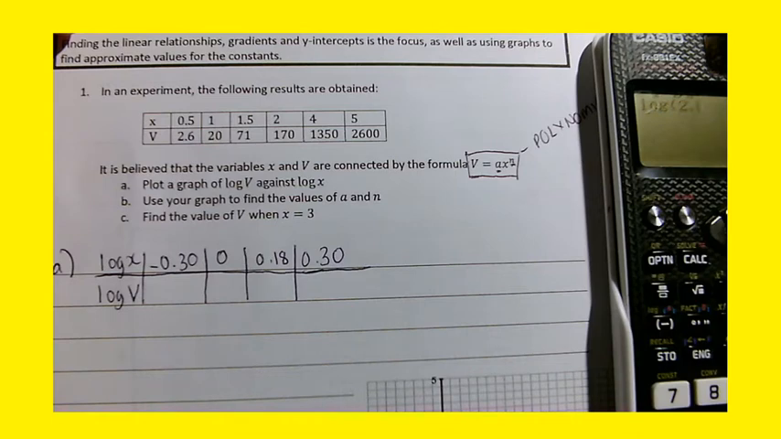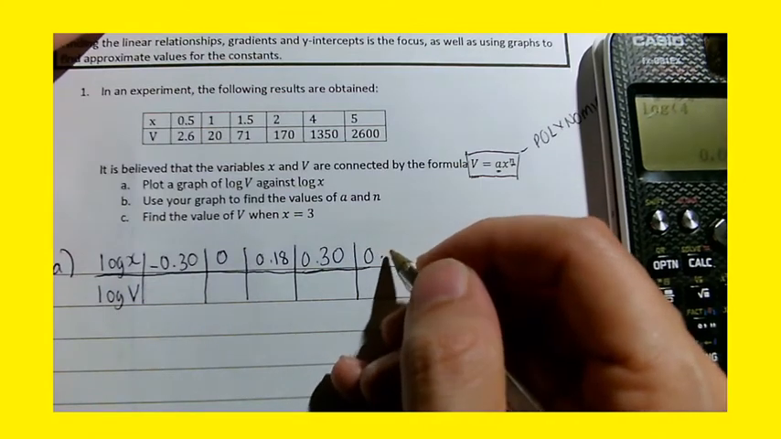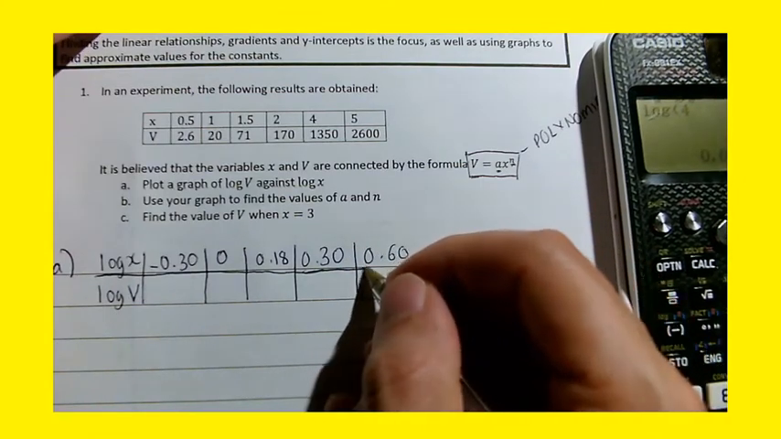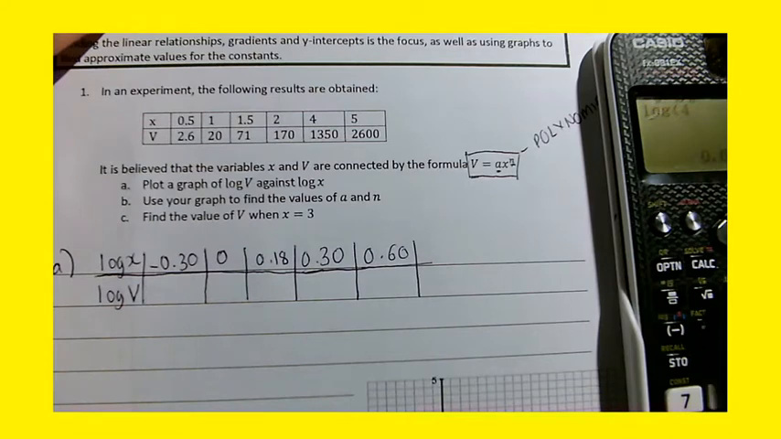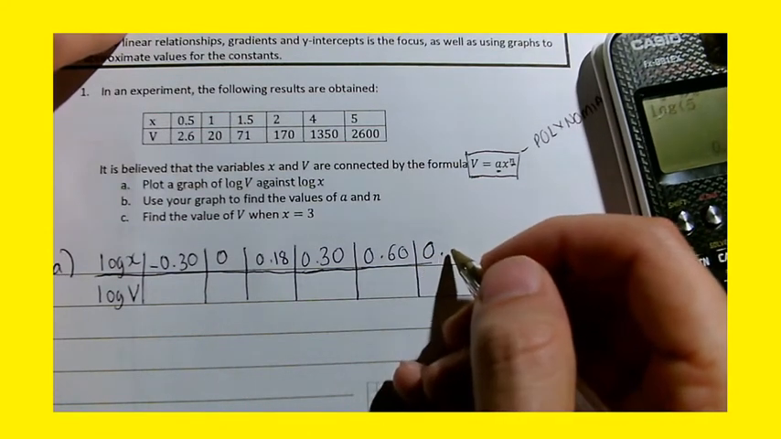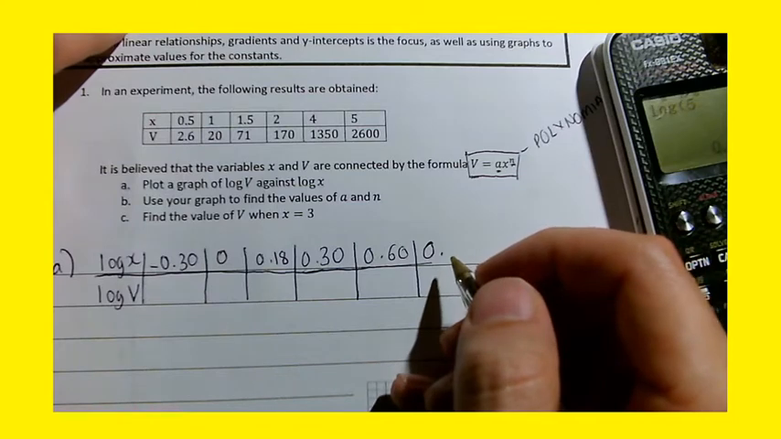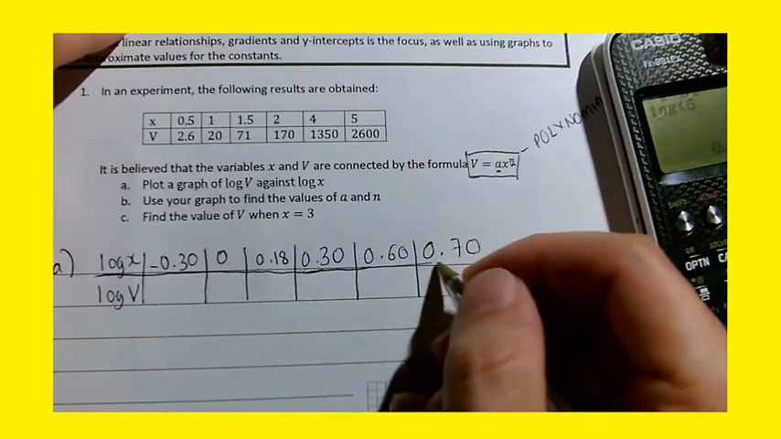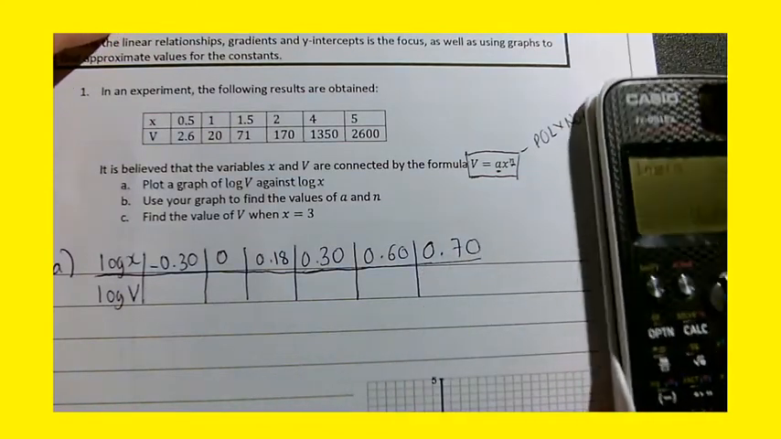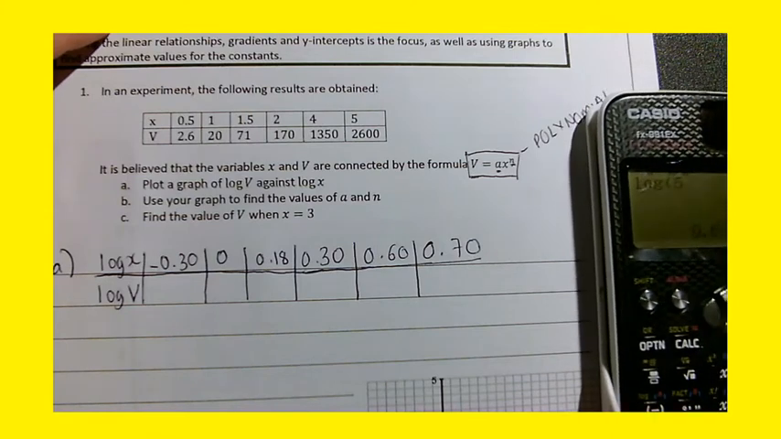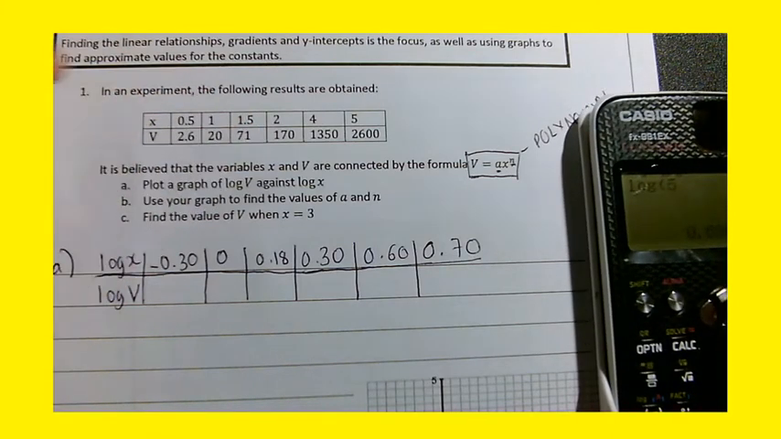log 3, so log 4, which is 0.60, and log 5, which is 0.70. Okay, so I've done log x, so I basically applied log on all these x values.